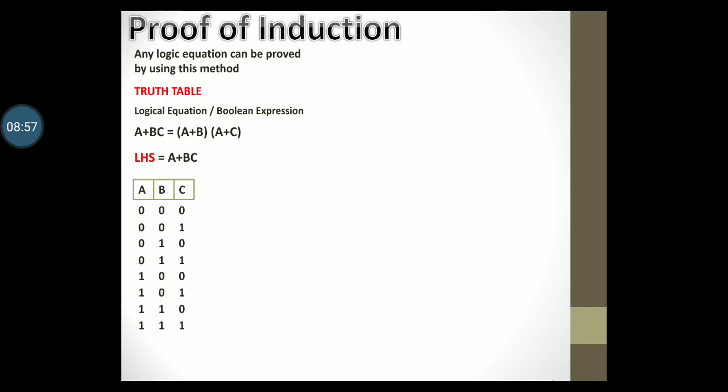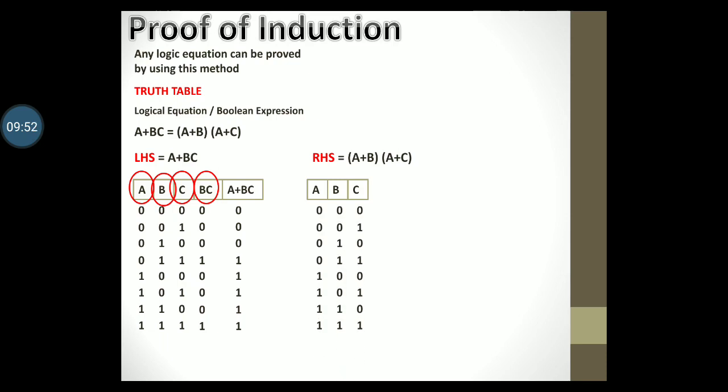Now, in the LHS, you can see a product term called BC. For this, we take the logical AND of the column B and C, and we get this. Next, to complete the LHS, we have to take the logical OR of A and BC. Therefore, A plus BC will give you another column which reads like this. So this is the result of the LHS.